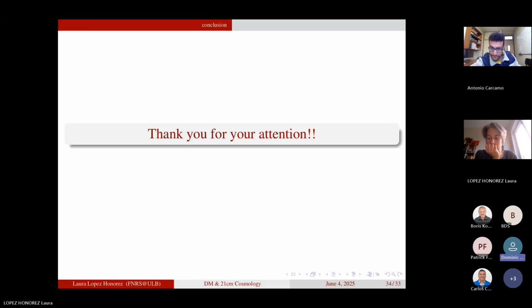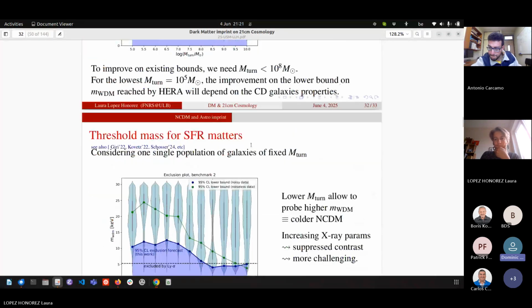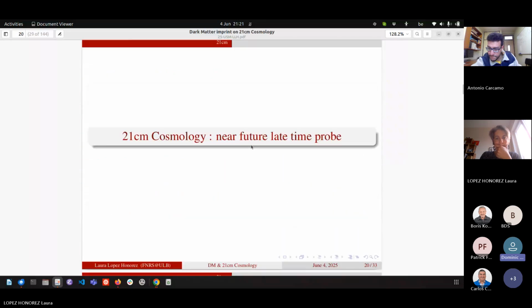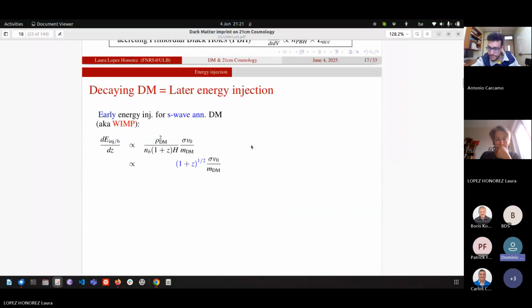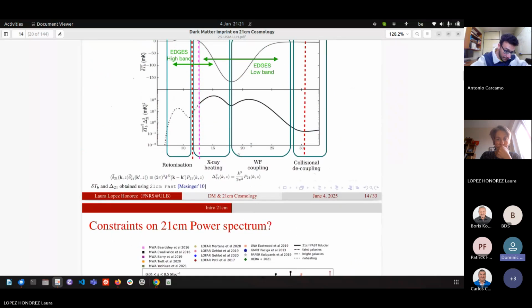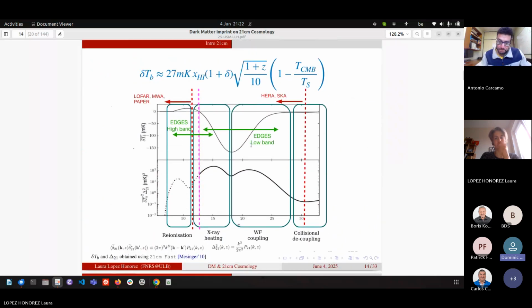I have a quick question. Thank you for the very nice talk. On slide 14, you were talking about how there were different peaks in the power spectrum, depending on when the Lyman alpha coupling becomes important, the X-ray heating becomes important, and reionization becomes important. It's not clear to me why you would expect a peak in the power spectrum for each of these different epochs. Maybe you can give some intuition.